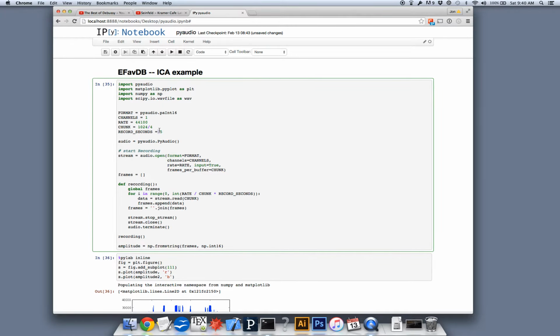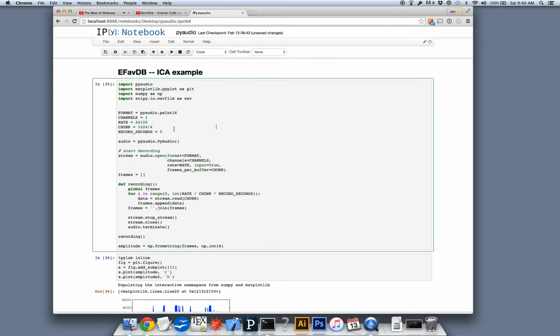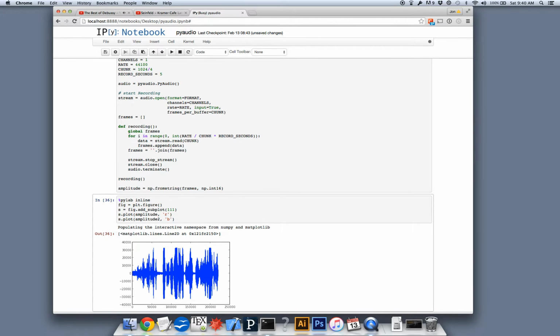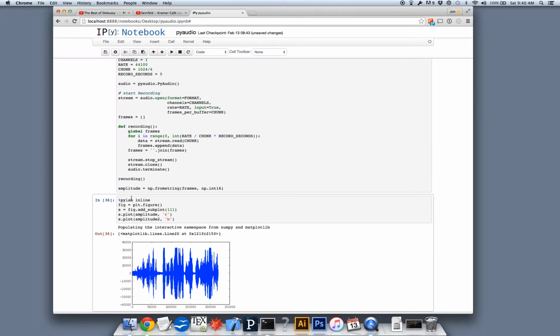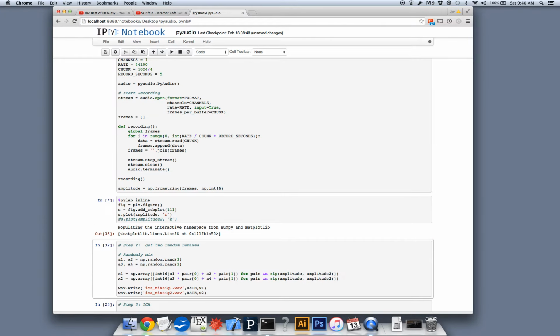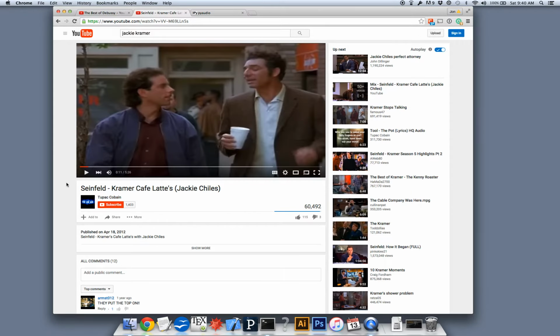We're going to take two 5-second recordings. I'm going to start with a little bit of Debussy. Okay, great. So let's check that that worked by plotting the signal. Great, so we got a nice strong signal there. Now we're going to take a second recording. Make sure that you change the name to amplitude 2 so that you don't overwrite the signal we just took.